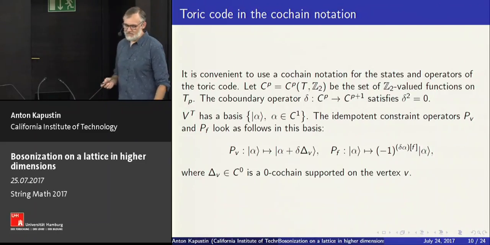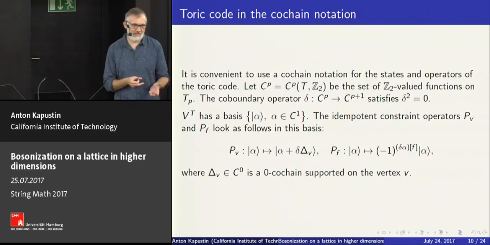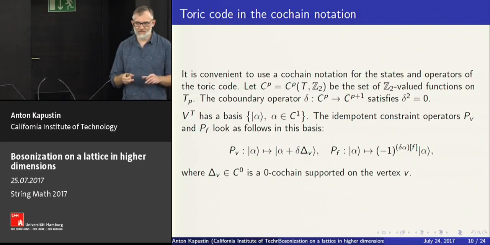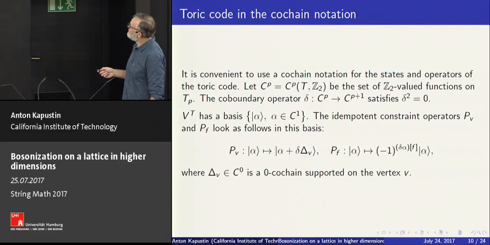It's a bit tricky because I want to consider composites of E and M particles, but E particles naturally live on vertices and M particles on faces. So I would like to associate a vertex to every face. To do it, let me do the following thing. First of all, I want to rewrite all this in terms of cochains on the simplicial complex T.